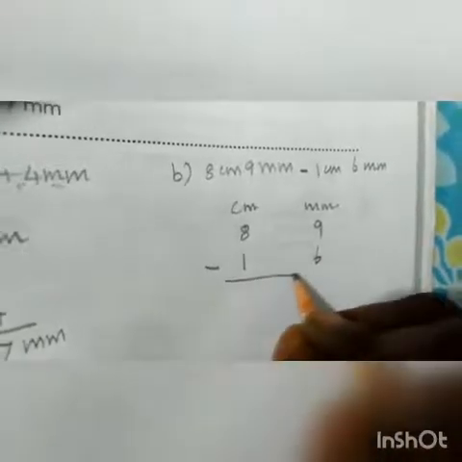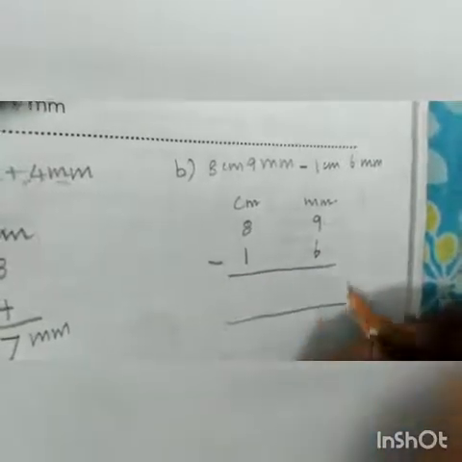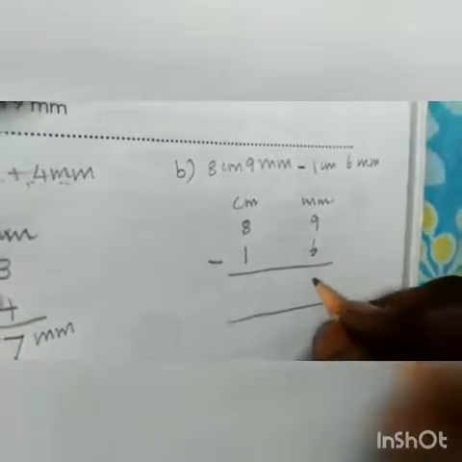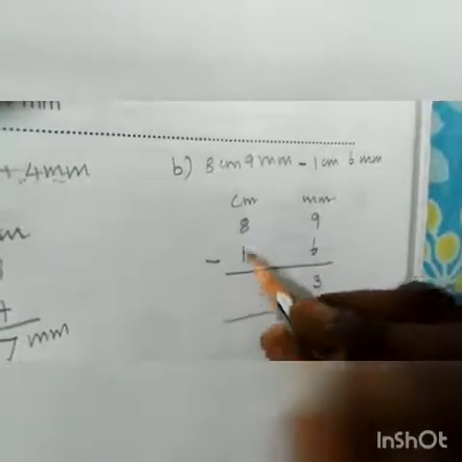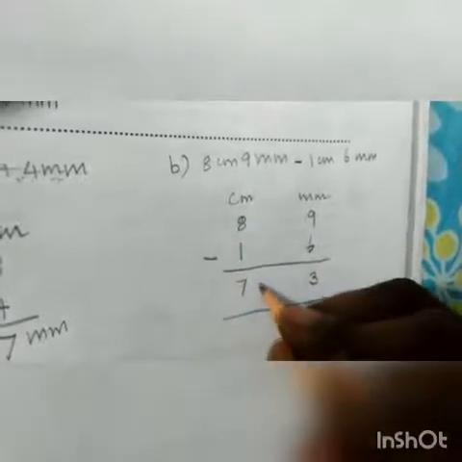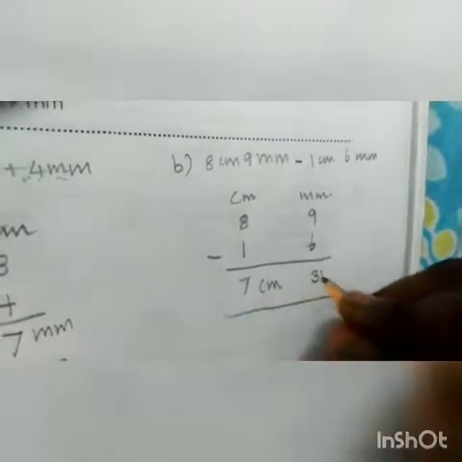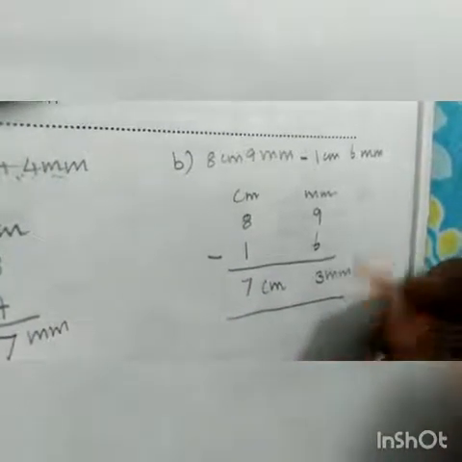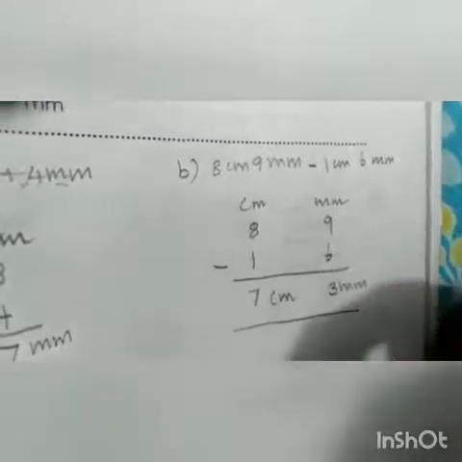Now we have to subtract these two values. 9 minus 6, 3. 8 minus 1, 7. Therefore we got 7 centimeter 3 millimeter. So in this way also we can do subtraction.